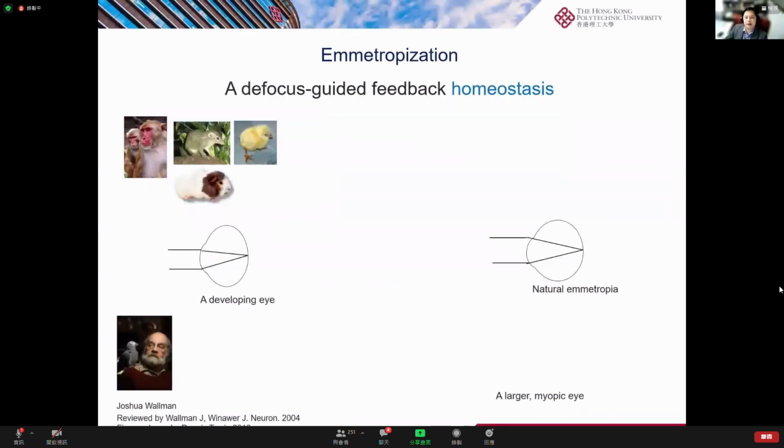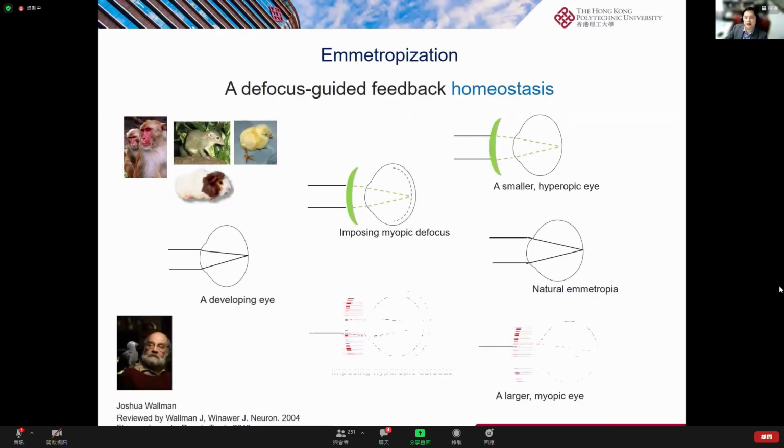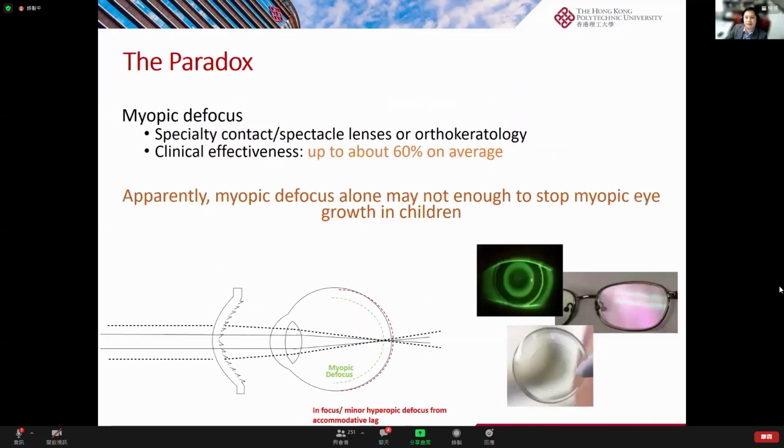It is now well accepted that animal eyes are capable of undergoing homeostasis to regulate their size in response to the image plane. When a developing eye is exposed to induced myopic defocus or induced hyperopic defocus, the growth rate of the eye is decelerated or accelerated respectively. In other words, the growth of the eye is modulated to best match its focal plane.